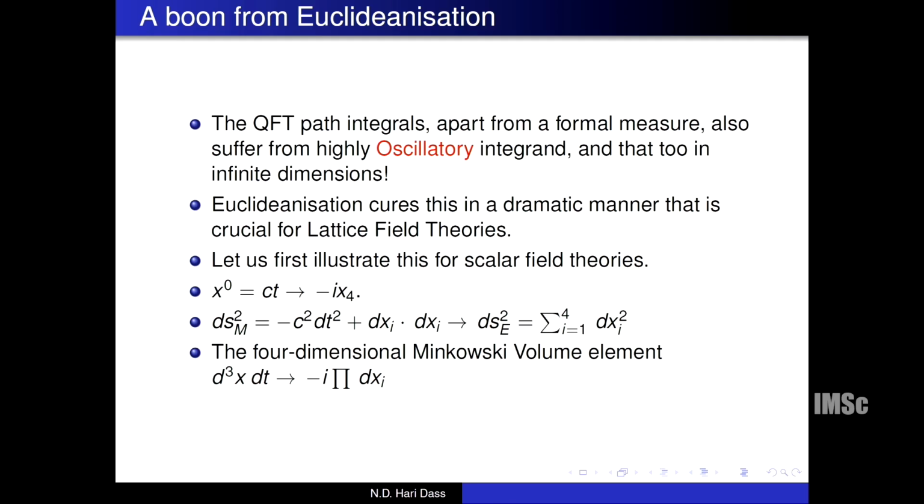So this is the Euclideanization of the time coordinate. It takes a Minkowski metric into the Euclidean metric. The 4-dimensional Minkowski element goes from d3x dt to i dxi. In fact, in the last lecture, somebody asked why there is an i in the action. There shouldn't be. If it's a Minkowski action, there should be no i in that. Maybe the speaker had the Euclidean action in mind.